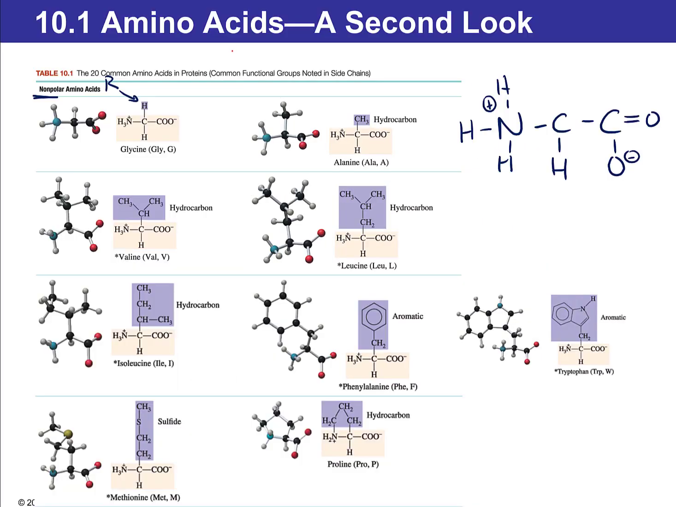So these are nonpolar. Go down. Yeah, nonpolar. The R groups is really what you're talking about. The R groups are hydrophobic. Remember, hydrophobic is like water-fearing. All of these R groups are not going to want to interact with water. And that becomes important when you start talking about the shape and the folding.